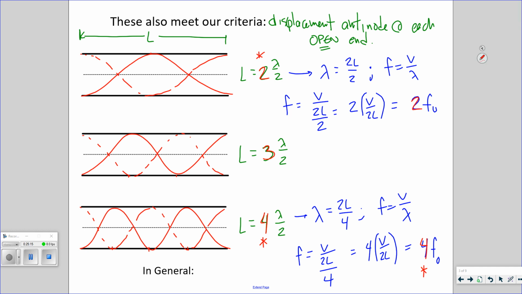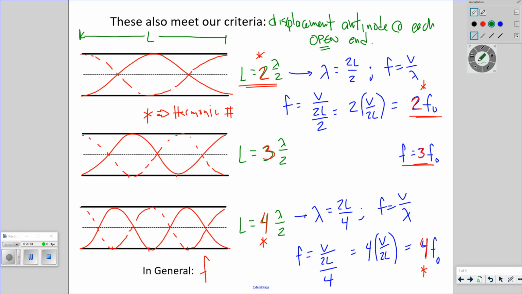See a pattern? Guess what this one is? This one is 3 F naught. And these are called the harmonics, right? These are the harmonic numbers. So I'm going to write that here. The second harmonic has a frequency that's twice the fundamental frequency. The third harmonic has a frequency that's 3 times the fundamental frequency. In general, the frequency of any harmonic, Fn, is integer n times the fundamental, just like waves on a string.